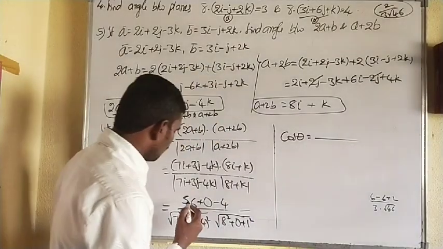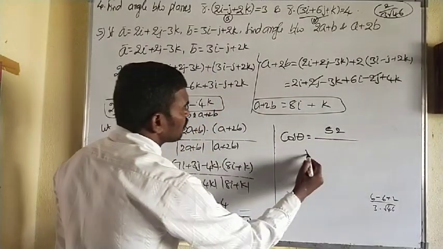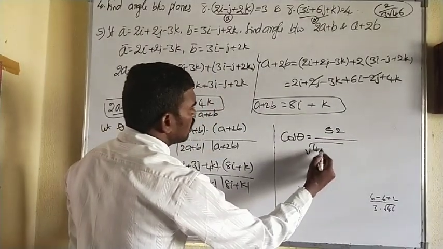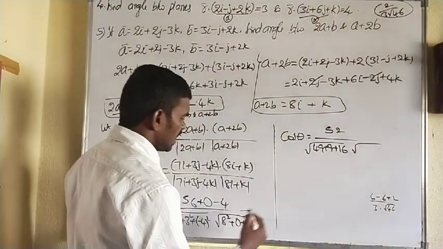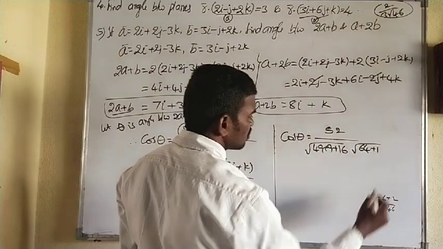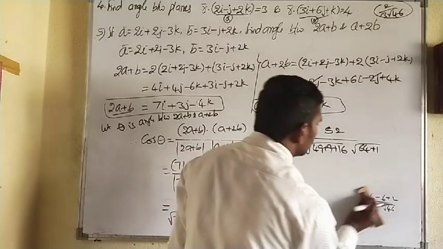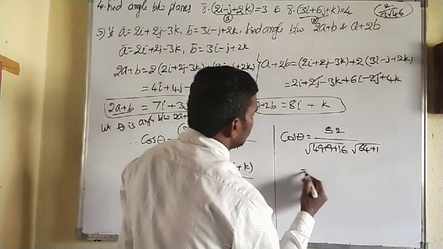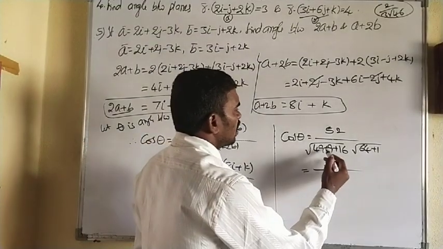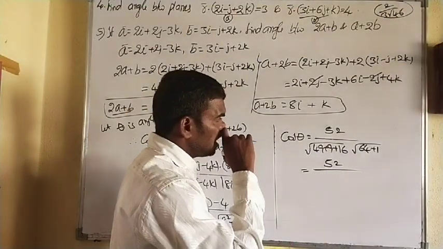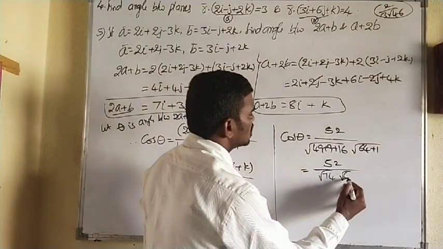Now 56 minus 4, how much? 52, divided by root of 7 square 49 plus 3 square 9 plus minus 4 whole square 16, into root of 8 square 64 plus 1 square is 1. Then it is equal to 52 divided by how much? Add this one: 49 plus 9 is 58, plus 16 is 74, into 65.